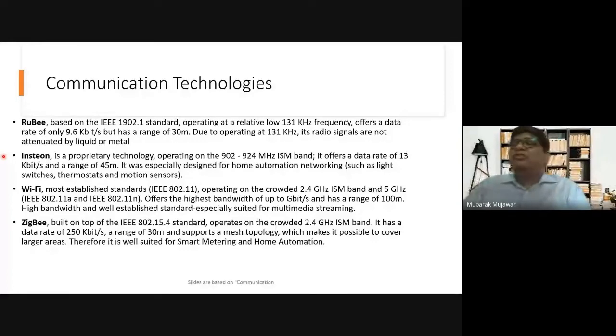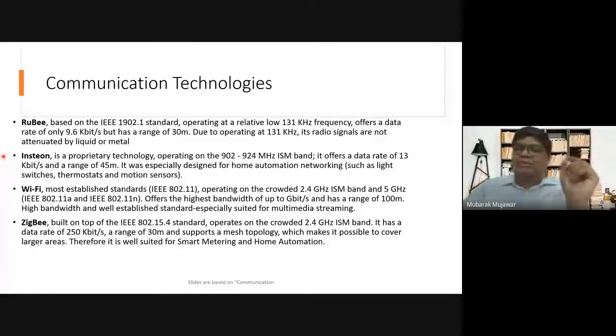So it is very well suited for applications such as smart metering. So a person who is coming to get your meter reading, for example, will not have to enter your premises. That person can actually look at your reading remotely through his car.